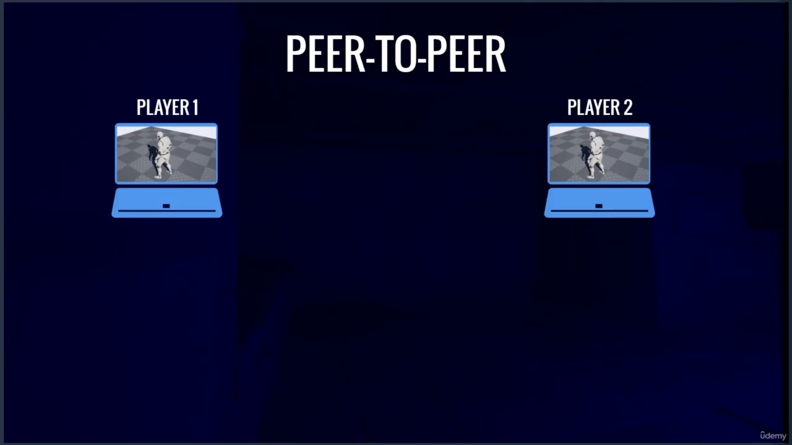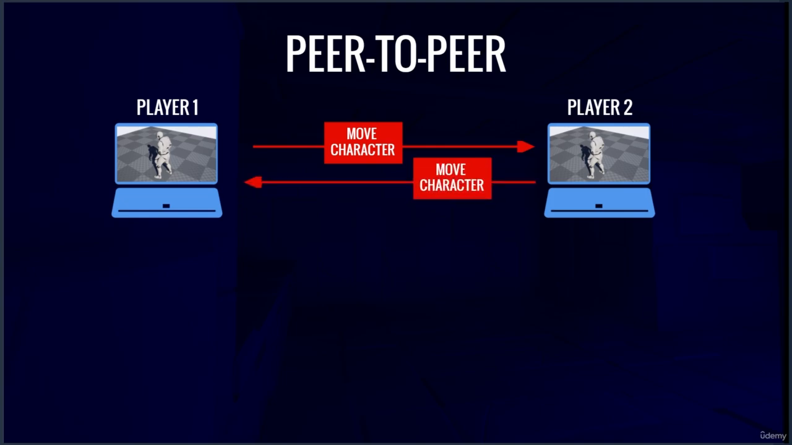One of the most simple ways to transfer information is through a peer-to-peer connection. When player 1 moves their character, that movement information is sent directly to player 2's computer. Likewise, when player 2 moves their character, that movement information is sent back to player 1's machine. This is an easy system to implement, and for a simple two-player game, it can work nicely. There are some issues, however.